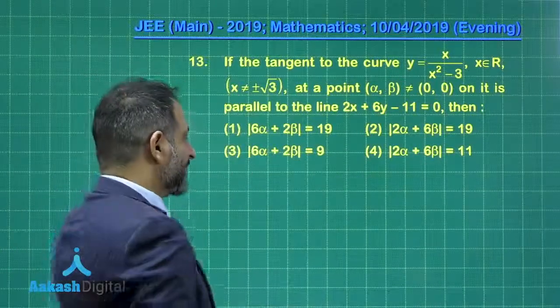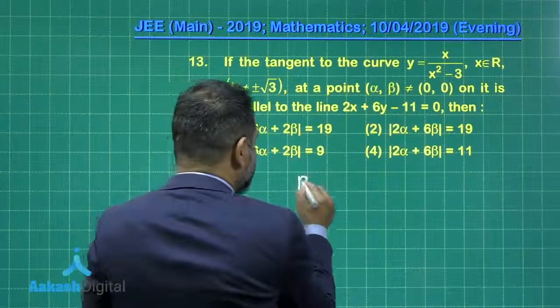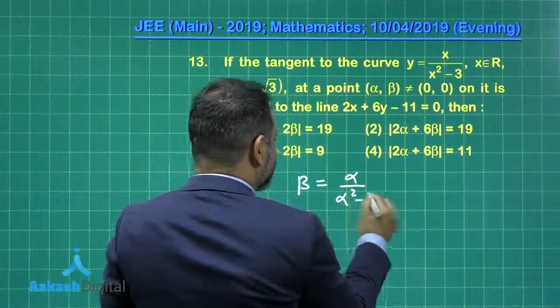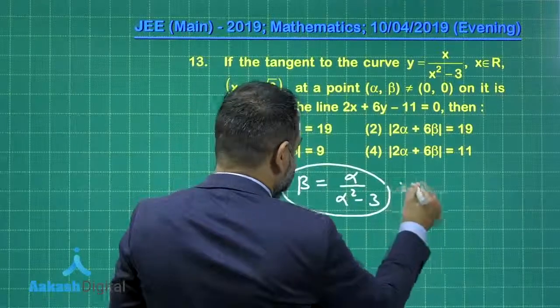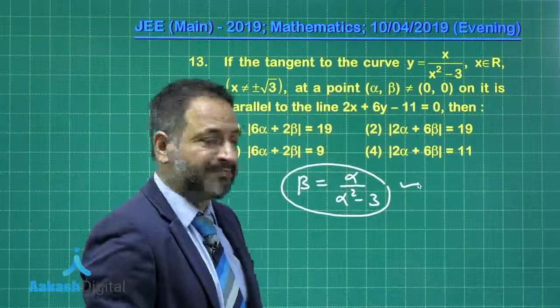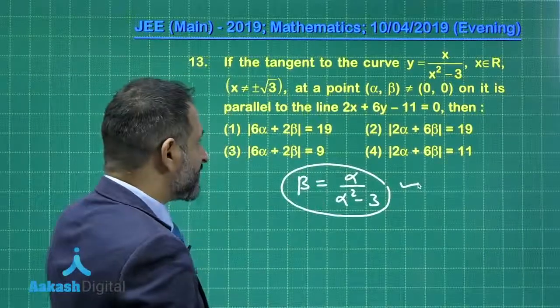So definitely first what we have to do, we have to satisfy that particular point which is lying. So from here we will be having the first equation. Now the slope is given to us, that is equal to minus 1 by 3. So we need to differentiate this.